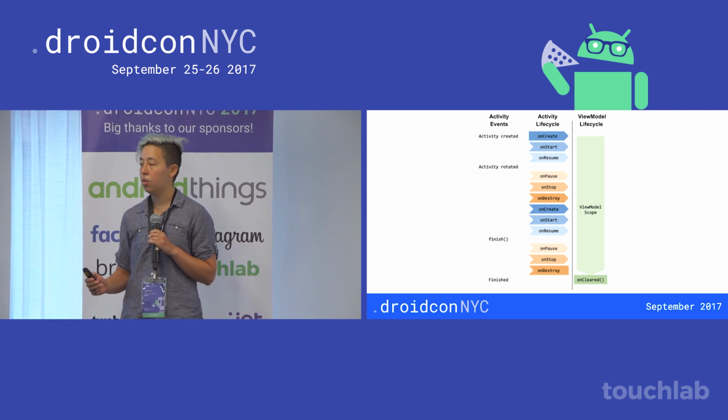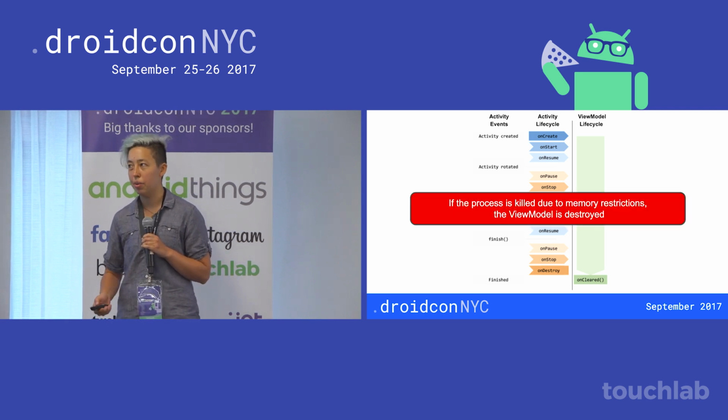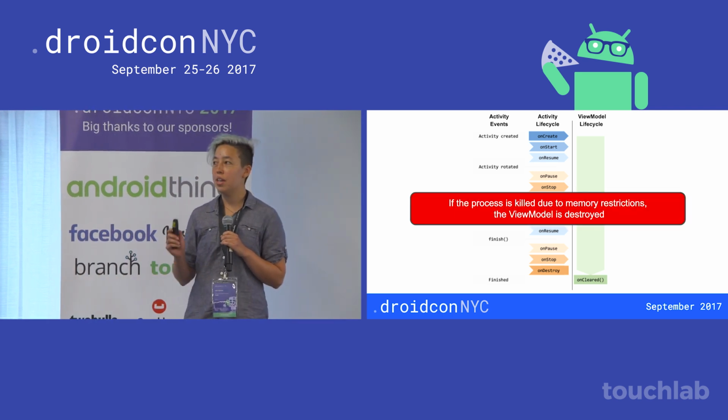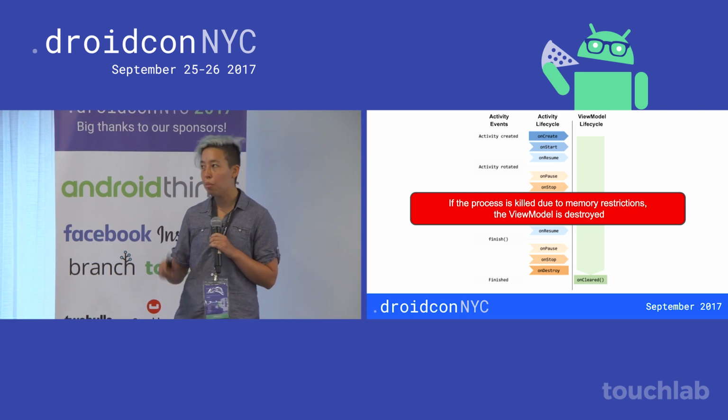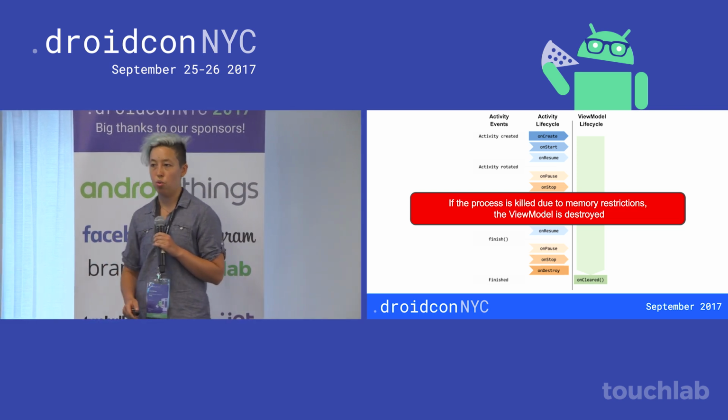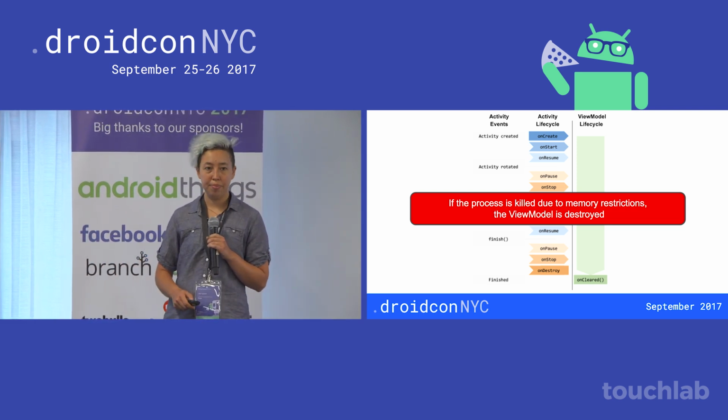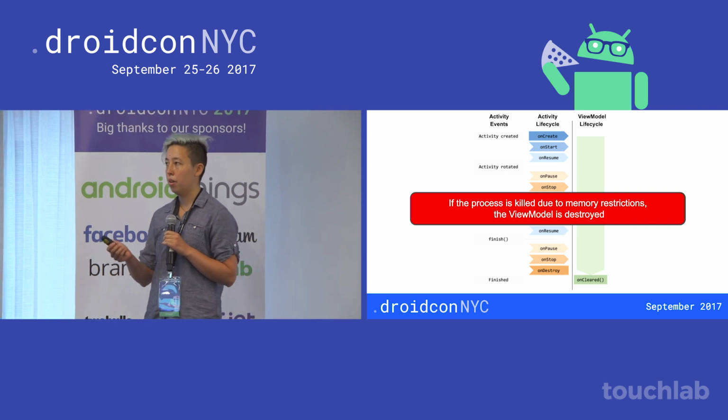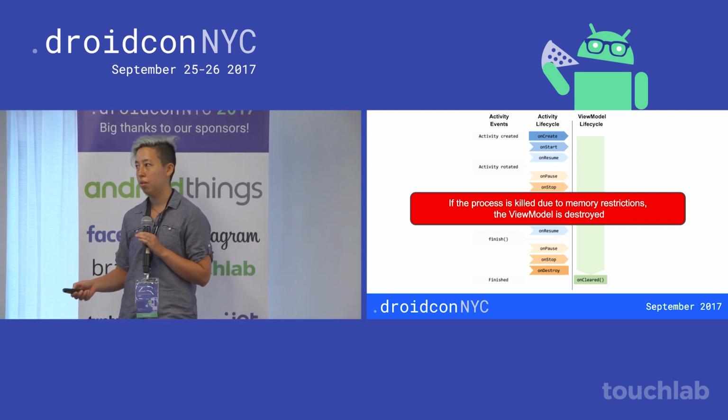Okay. So the one big thing that I should say, and I will be getting to this later, is if your process is killed due to memory restrictions, your ViewModel is destroyed. So you still have to handle that. But it is easy to handle. We'll see how to do that a bit.